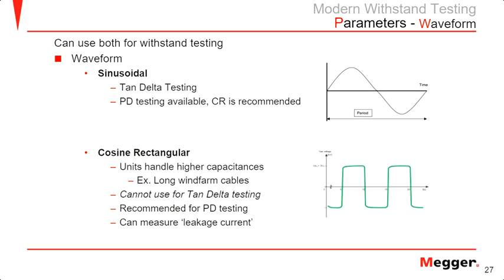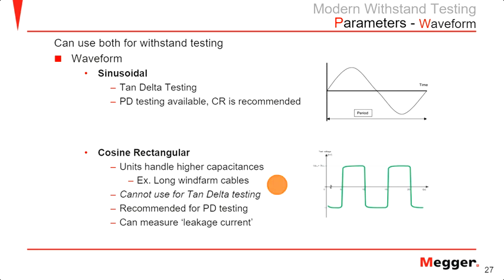The two different parameters: waveform, sinusoidal, is typically recommended for tan delta testing. If you're doing tan delta, then the only thing that you can do is a sine wave. You cannot do tan delta with a CR or a damped AC, so that's your only option. You can also do PD testing with your sine wave, but cosine rectangular is recommended because it has an easier tendency to excite those partial discharges. We are also going to cover that a little bit later in our slides.